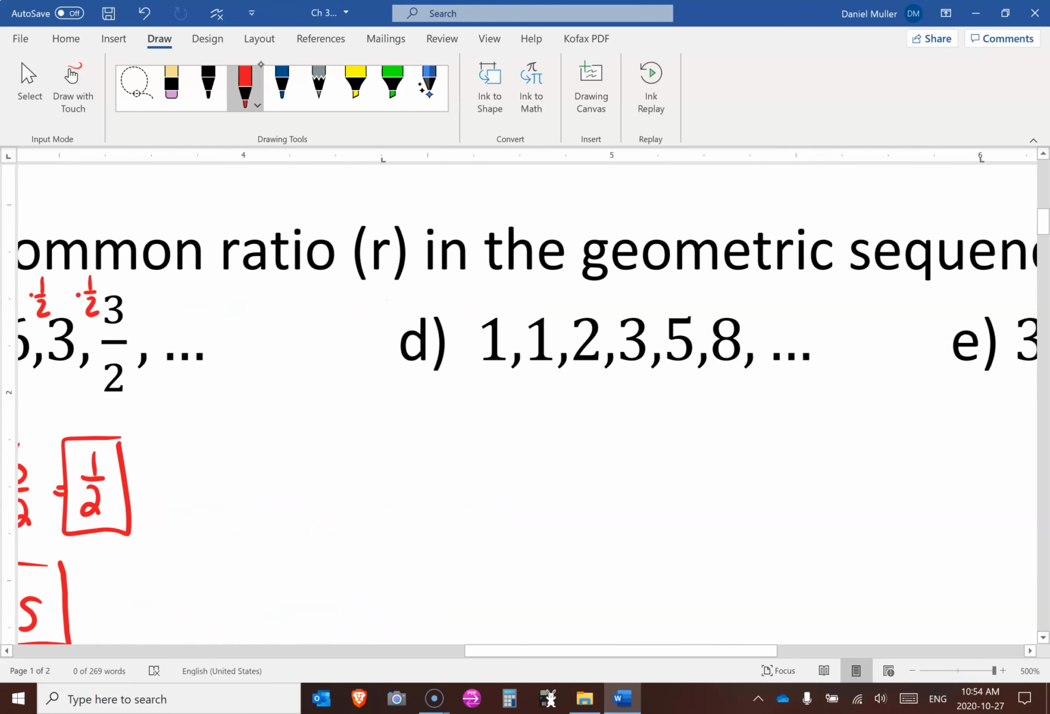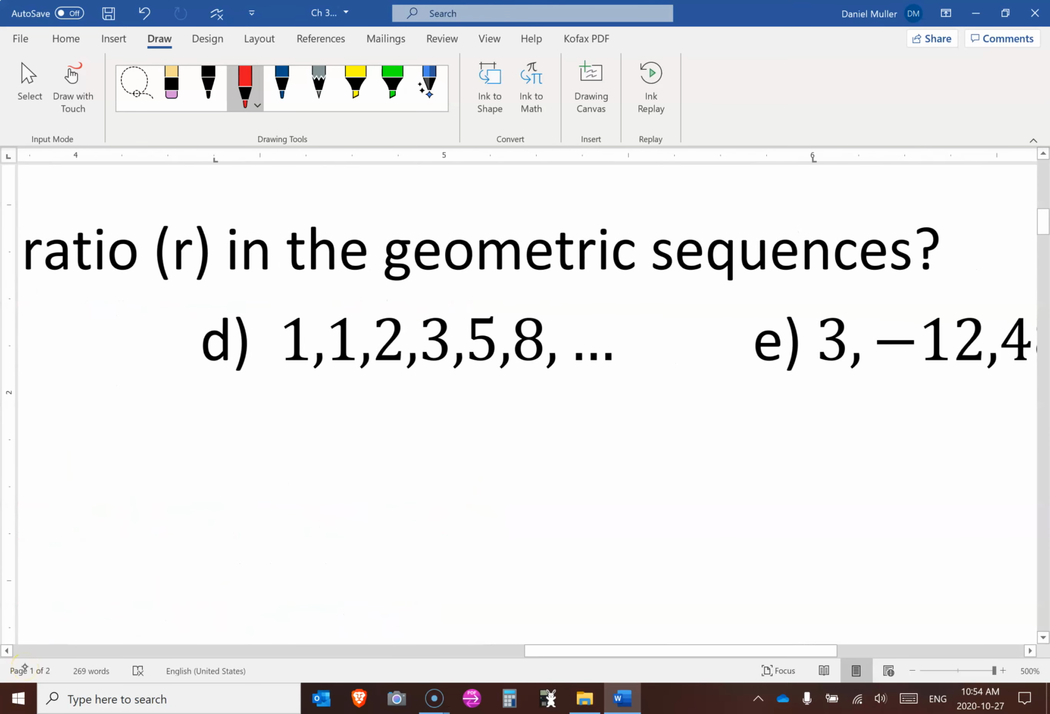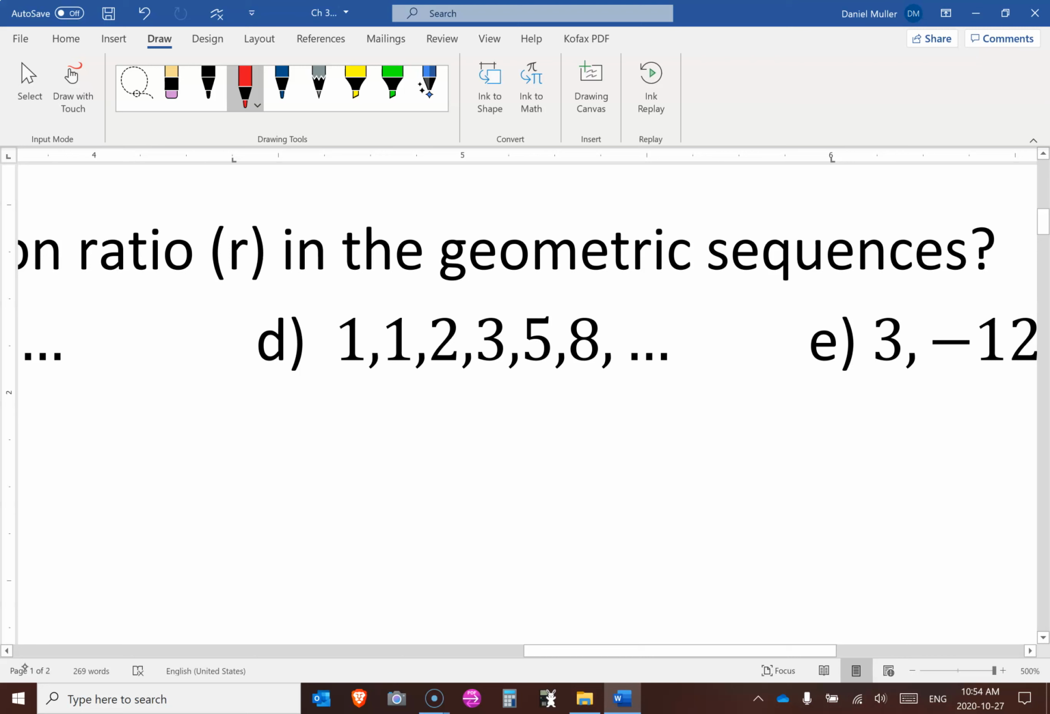Okay, is this geometric? So from the first, I guess I'm timesing by 1. 1 times 1 is 1, and then I'm timesing by 2. 1 times 2 is 2, and from here, I don't even know. I think I'm timesing by 3 over 2, but that's not the same. It's already messed up here, the fact that they're not common numbers.